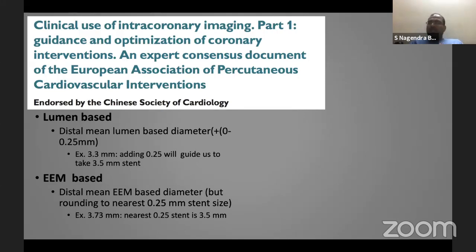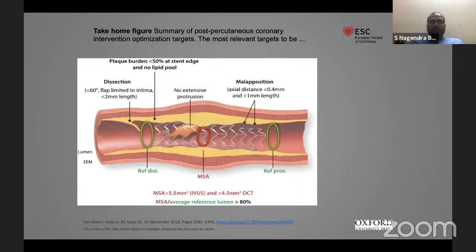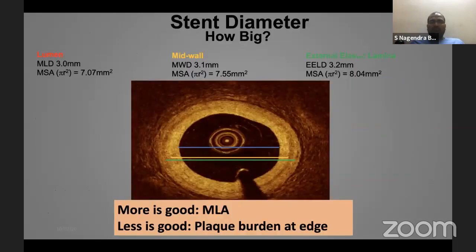For the lumen based, I will go with lumen to lumen. For example, let's put it here, whether it's IVUS or OCT doesn't matter. They didn't describe a mid wall to mid wall. They describe only lumen to lumen or EM to EM. If I'm going from lumen to lumen, I can add 0 to 0.25 millimeter to the mean diameter. If I'm going with EM to EM, I will take the nearest to 0.25.